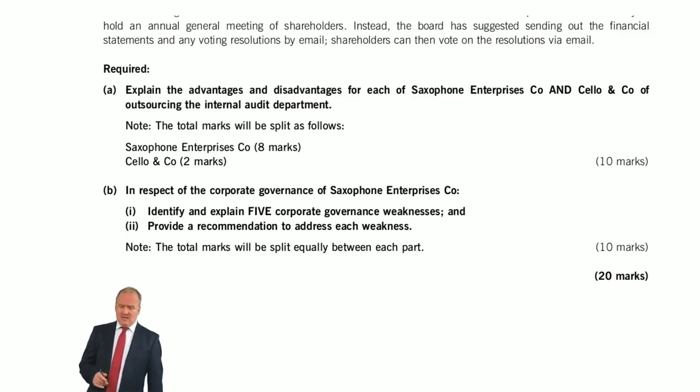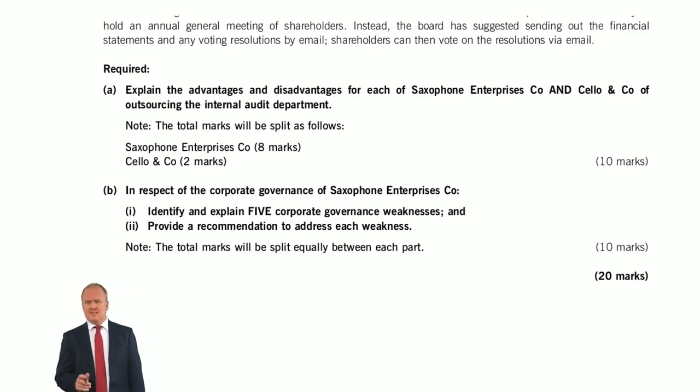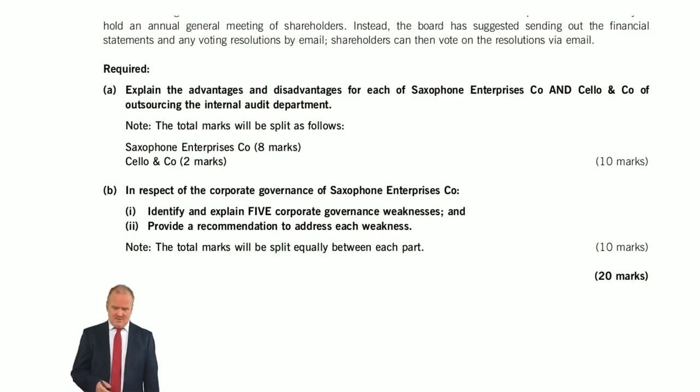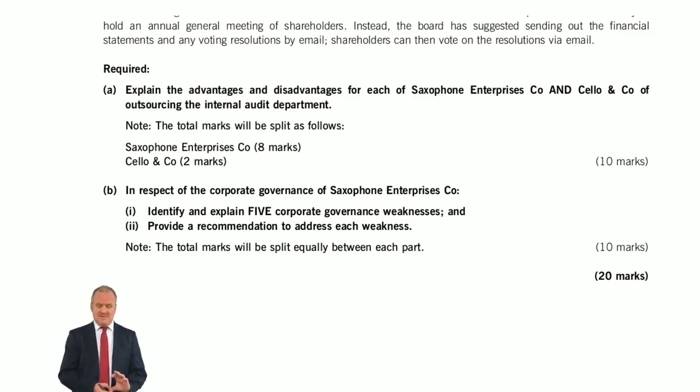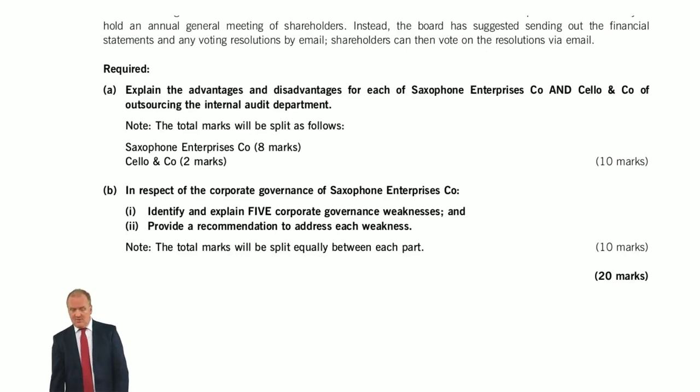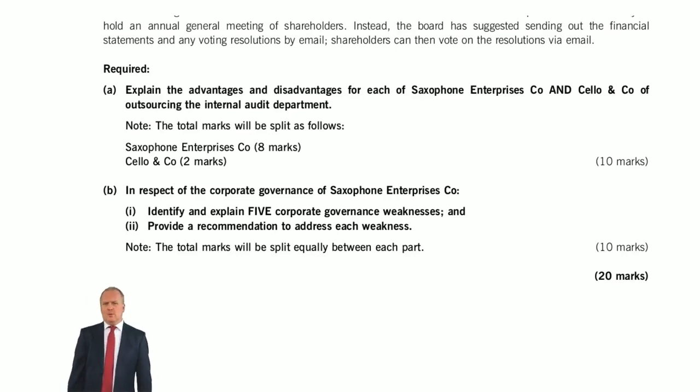But before we do part A, we'll do part B, because that was the point of doing the question. In respect to the corporate governance of Saxophone, identify and explain 5 corporate governance weaknesses. And part 2, provide a recommendation to address each weakness. Well, that question sounds very similar to a controls deficiency question, doesn't it? Go explain the deficiencies and then recommend improvements.